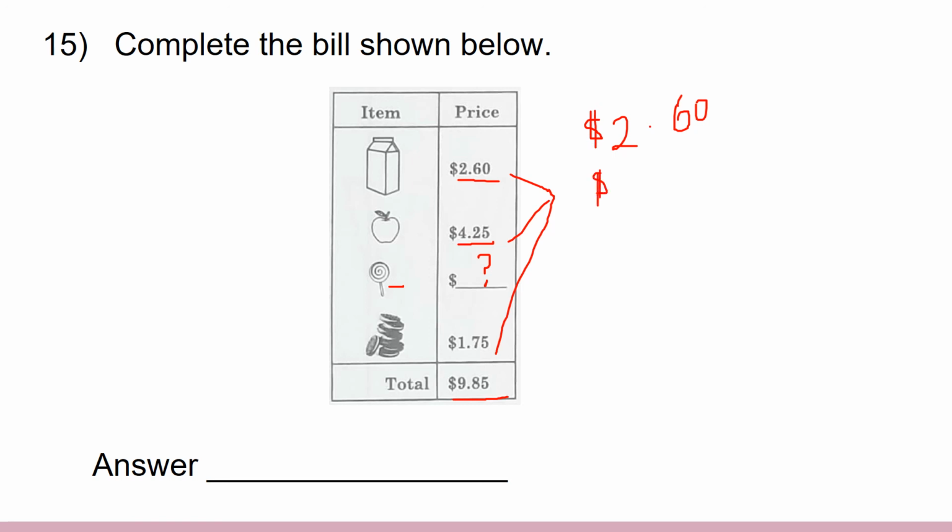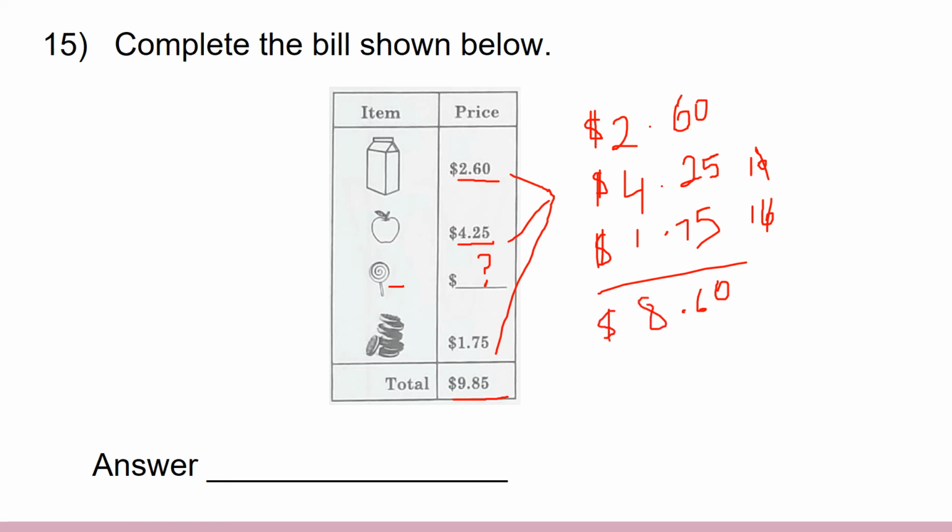$2.60 plus $4.25 plus $1.75. And when we add that, we're going to get 5 plus 5 is 10. Put it on the outside. 6 plus 2 is 8, plus 7 and 1 is 8. We're getting 16. 16 goes outside. 2 plus 4 is 6, and 1 is 7, and 1 is 8. So we're getting a total of $8.60.